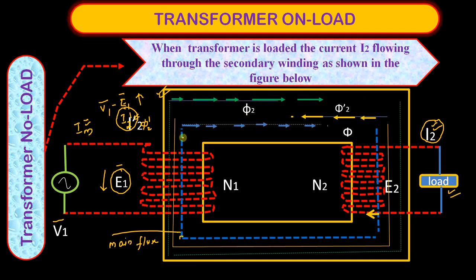Therefore the main flux in the core of a transformer is constant. Therefore, a transformer is said to be a constant flux machine. Okay, this is the operation of a transformer under full load condition.